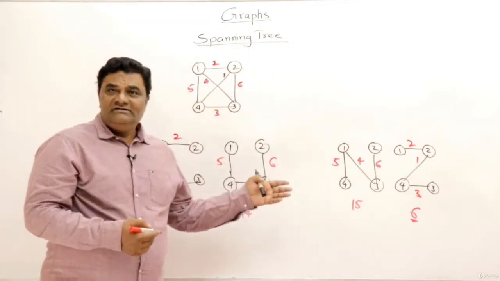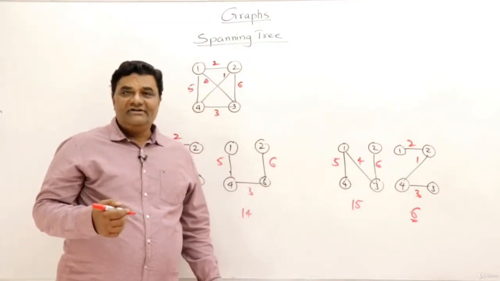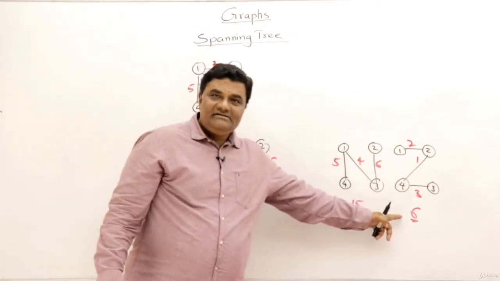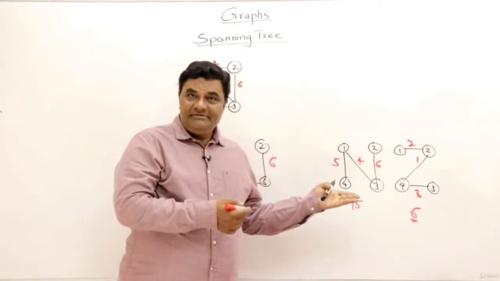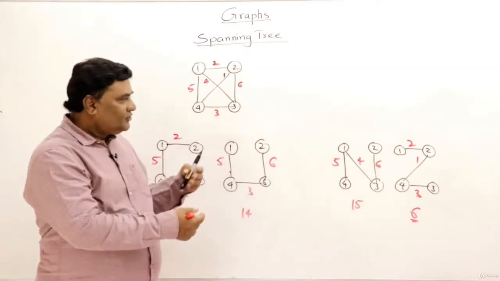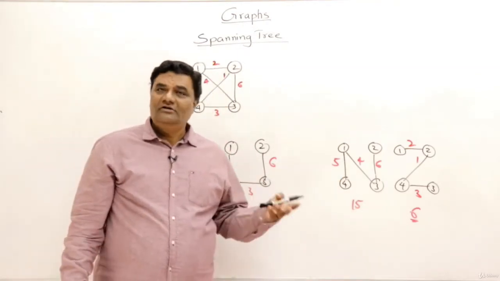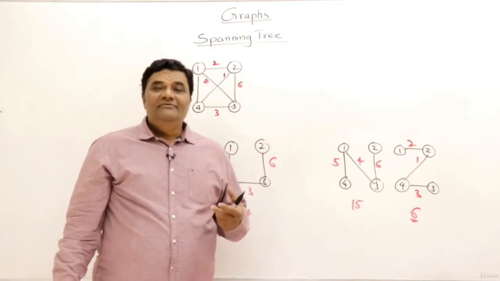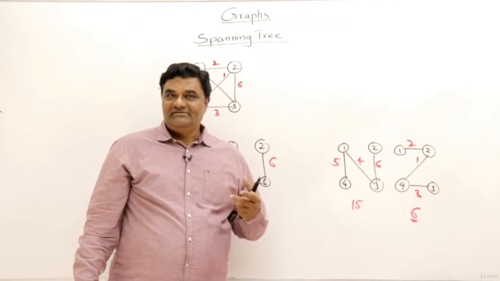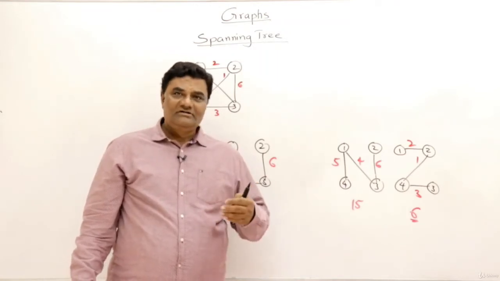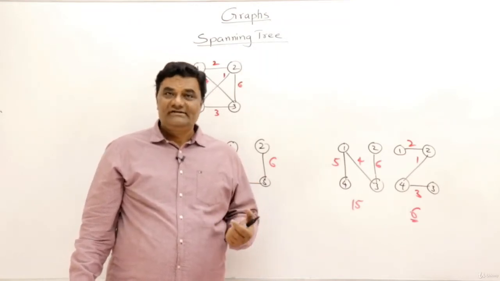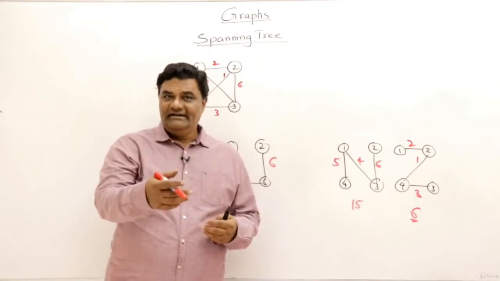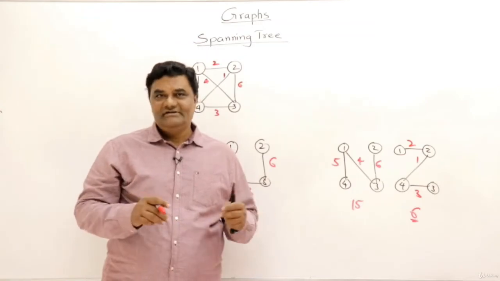I did not try all 16 spanning trees, I have just taken 4, and out of these 4 I got a minimum cost spanning tree as this one. So maybe this is the minimum cost or 12 more are possible. So I should try out all of them and select the best one, right? So that's the problem. We want a minimum cost spanning tree. There are some algorithms like Prim's algorithm and Kruskal's algorithm for finding a minimum cost spanning tree that we will learn in the next videos. So that's all in this video.